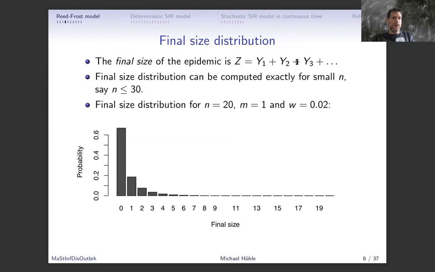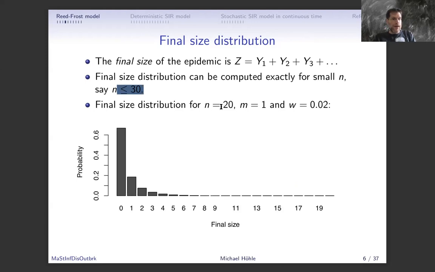So this would be Y1, Y2, Y3 until the end of the epidemic. And actually, you can show that this can be computed analytically for small n, say n below 30. If you want to look at the equations for this, they are in this book, which I've mentioned previously. You can show there are some equations for how to do that. It's not so important, but they are numerically also difficult once you have n bigger than 30.